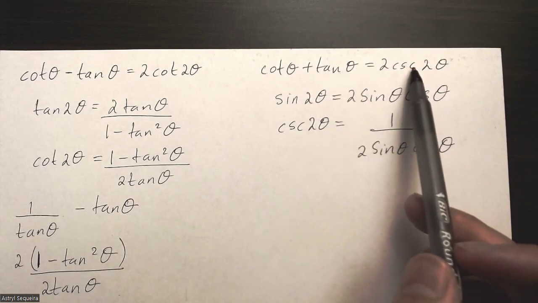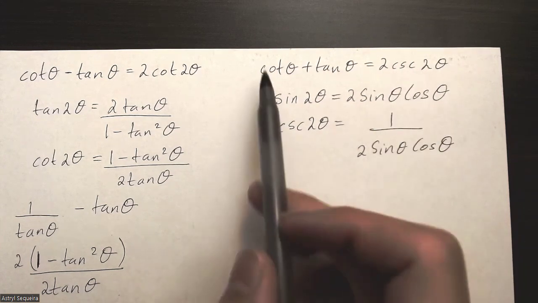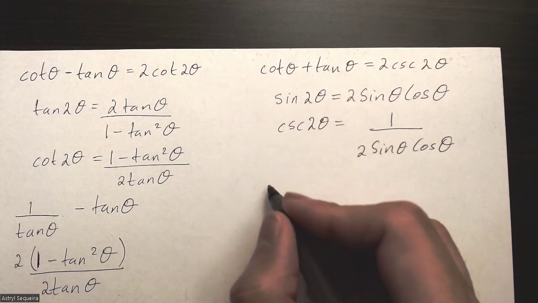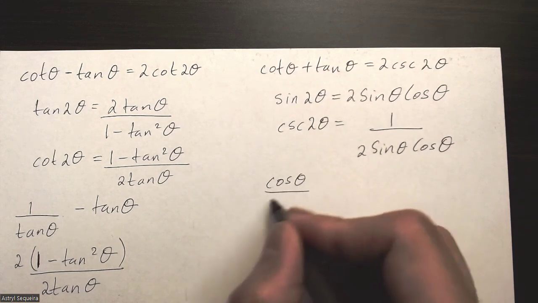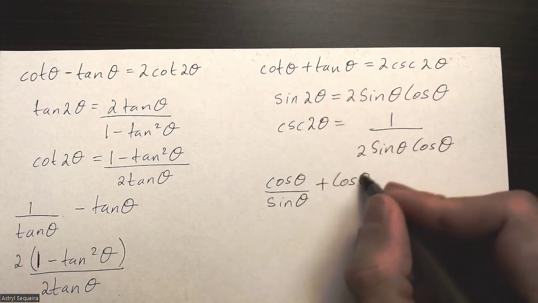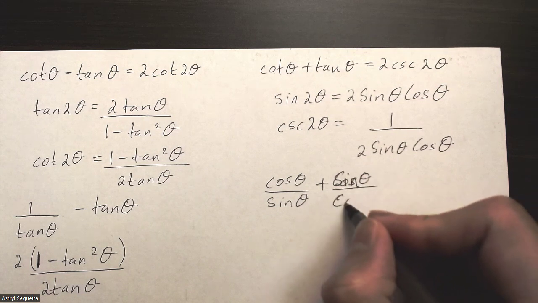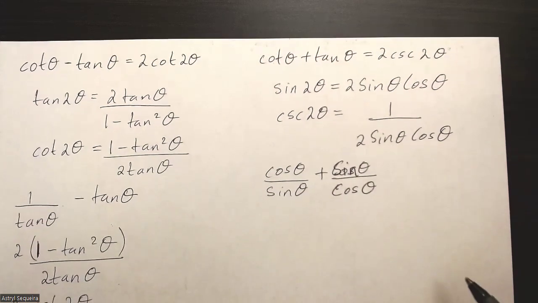So now I want to get rid of this cot and this tan, but now I'm going to convert it to sine and cos because we're basically related to sine and cos on the other side. So I'm going to turn the cot into cos theta over sine theta. I'm going to turn the tan into sine theta over cos theta.